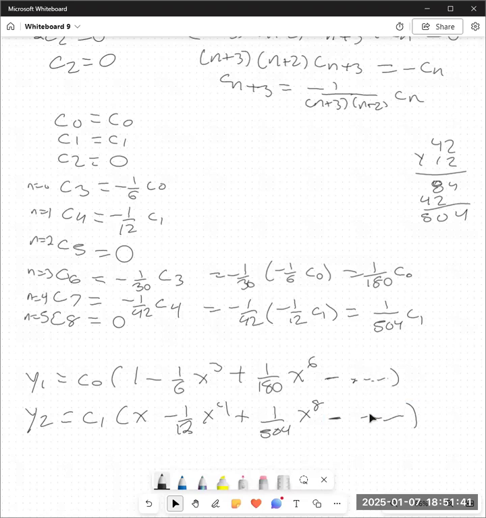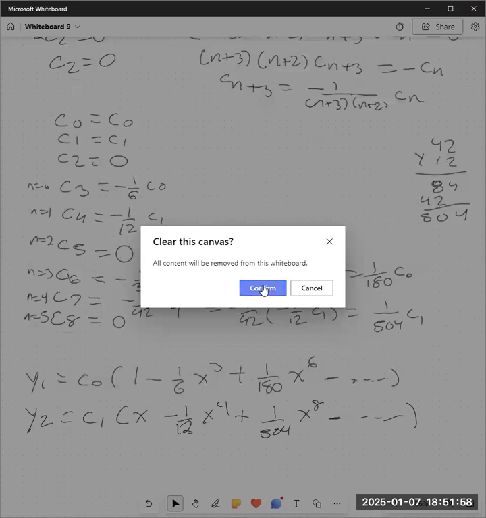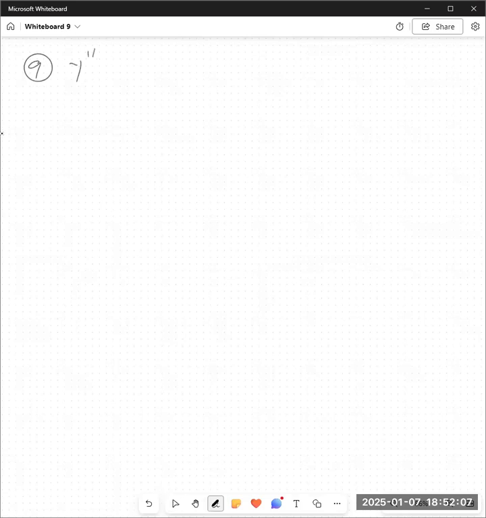So, all right, let's go ahead and move on now to, that was number, I think that was number 7. Yes, and let's move on to number 9. Y double prime minus 2x y prime. You'll see what I was talking about here, that my x is times my y prime this time.